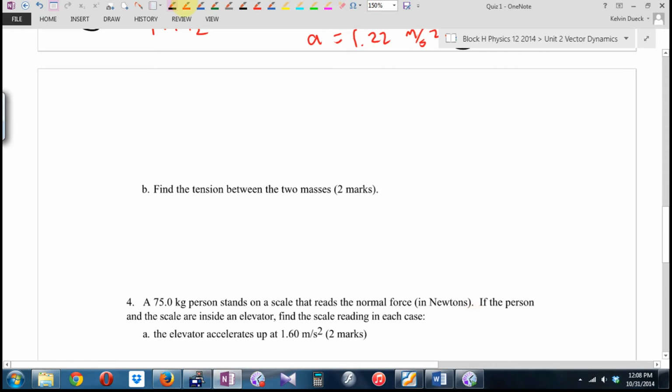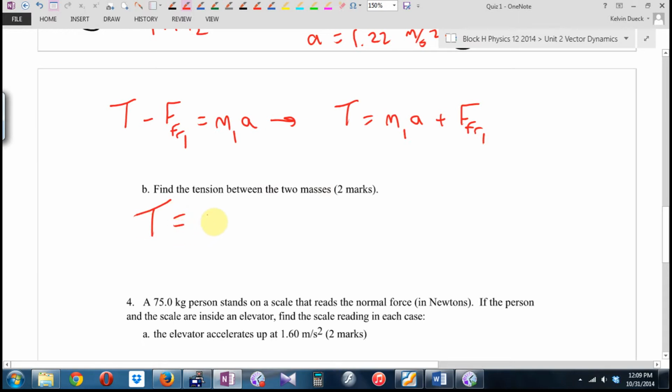My equation is going to look like this. Tension minus friction 1 equals M1A. Or you could go F applied minus tension minus friction 2 equals M2A. Why bother? Pick the one where tension's the winner. In fact, I would now say tension equals M1A plus friction force number 1.